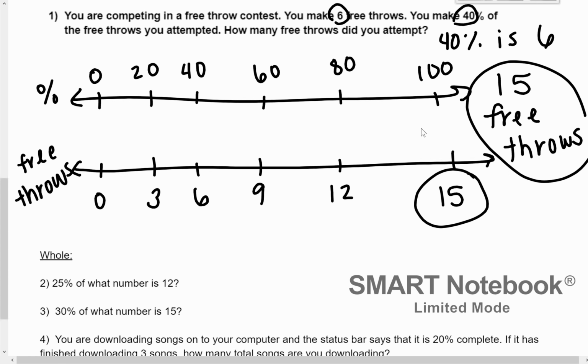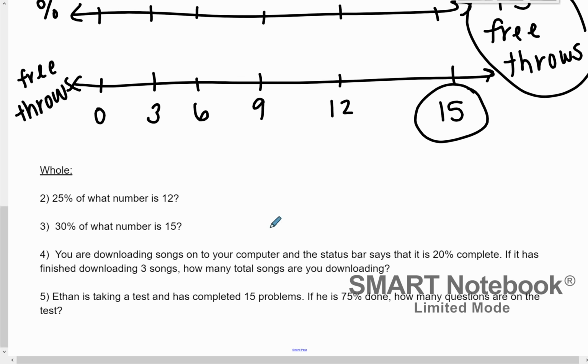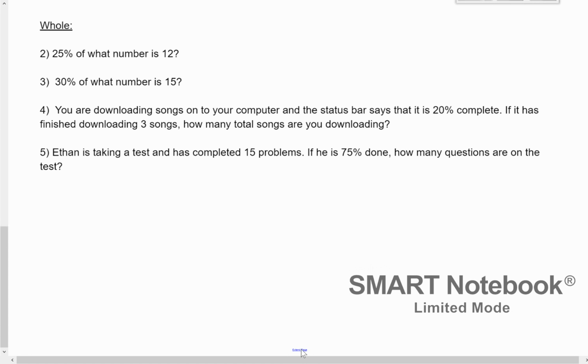All right, so now in your station you are going to be answering the next 4 practice problems and then checking your answers when you're done. You're using a double number line for every single one of these problems. Then you make sure you check your answer.